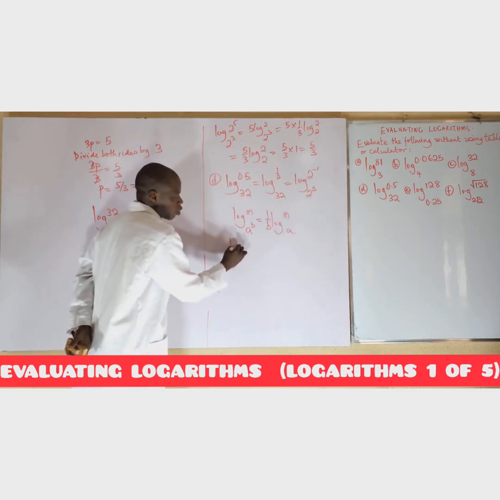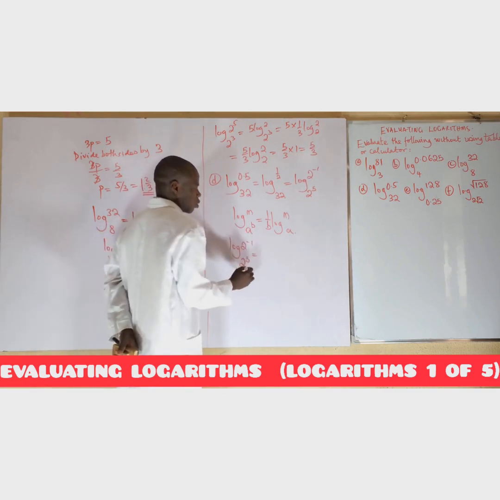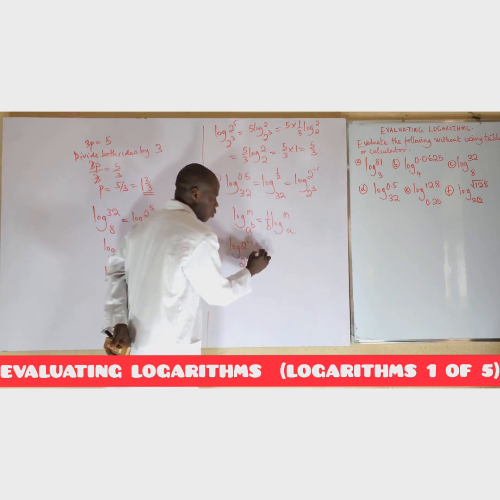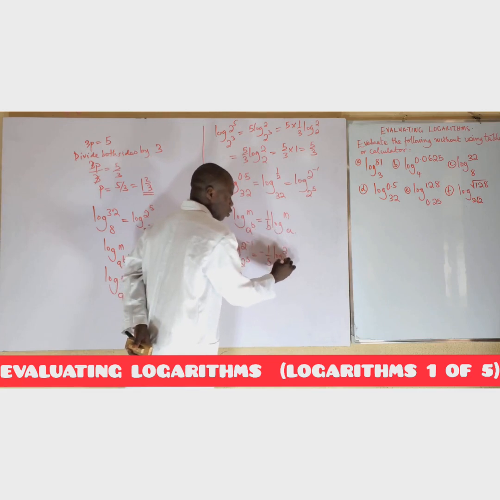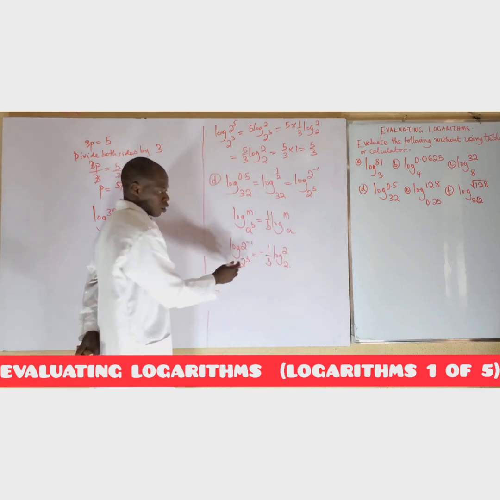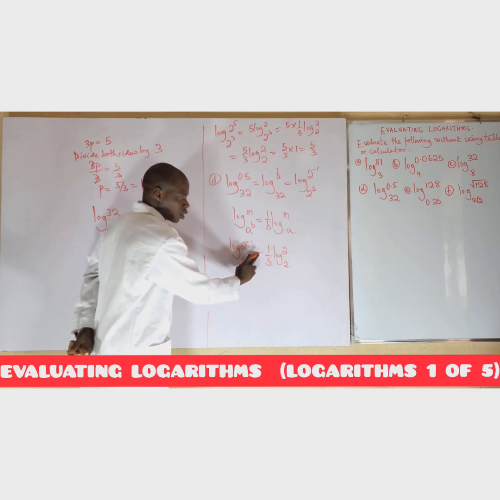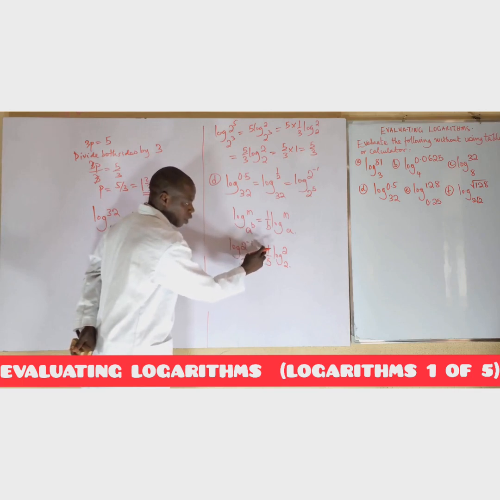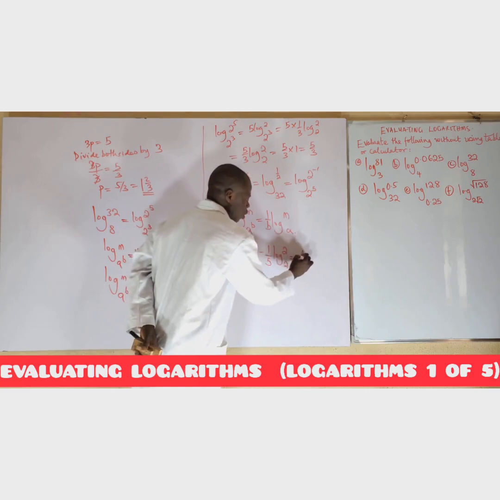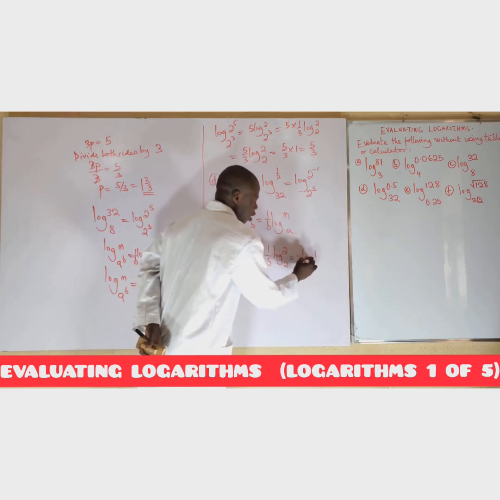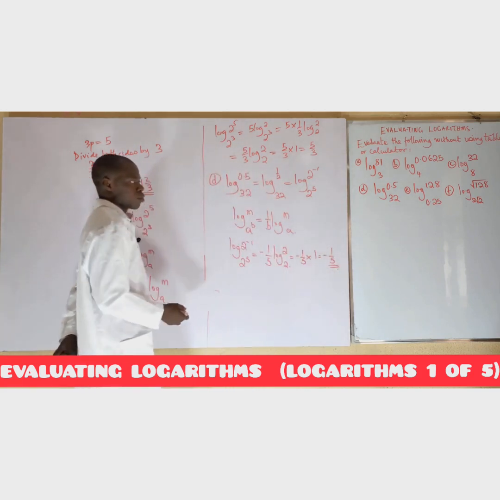So when you're having log 2 raised to the power minus 1 base 2 raised to the power 5, it's going to be minus 1 over 5 log 2 base 2. Now, the minus accounts for this negative, then this 5 is 1 over 5. So log 2 base 2 is equal to 1, and this gives us minus 1 over 5 times 1, and that is minus 1 over 5. And that's how you solve the question.